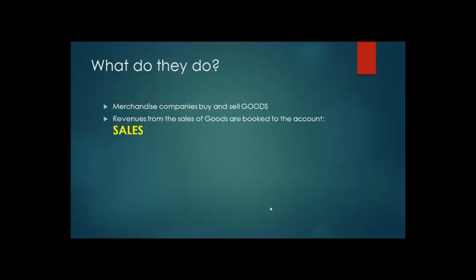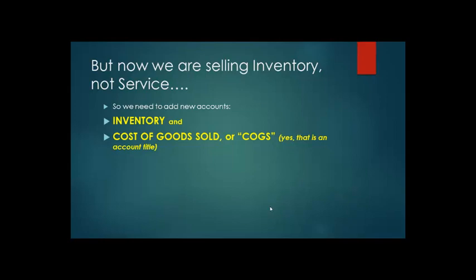So how do we book the sale of goods with a merchandise company? We have a new account. We no longer use service revenue. We are going to use sales. And we need to add two new accounts in addition to sales, and they are inventory and cost of goods sold, also called COGS. And we're going to work with them within this video.